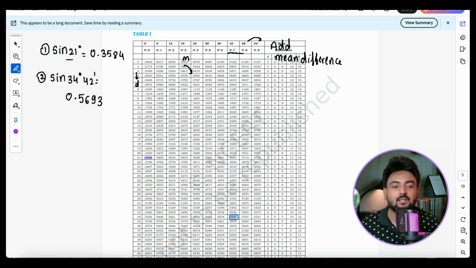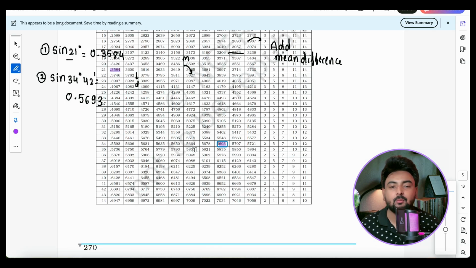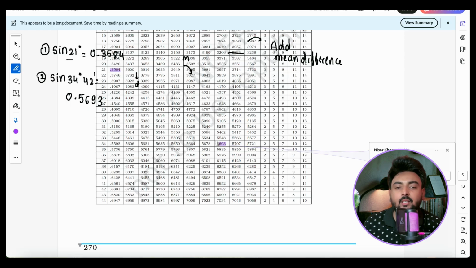To be more precise, I'll just zoom it so that it will be more clear to you. Yeah, you can see here, children, now. This value. Now you see what I have done: I went to 34 degrees, and then I went to the 42 minutes column. I hope it is quite clear. Let's solve the next question. I'll just erase all the ink from the board.